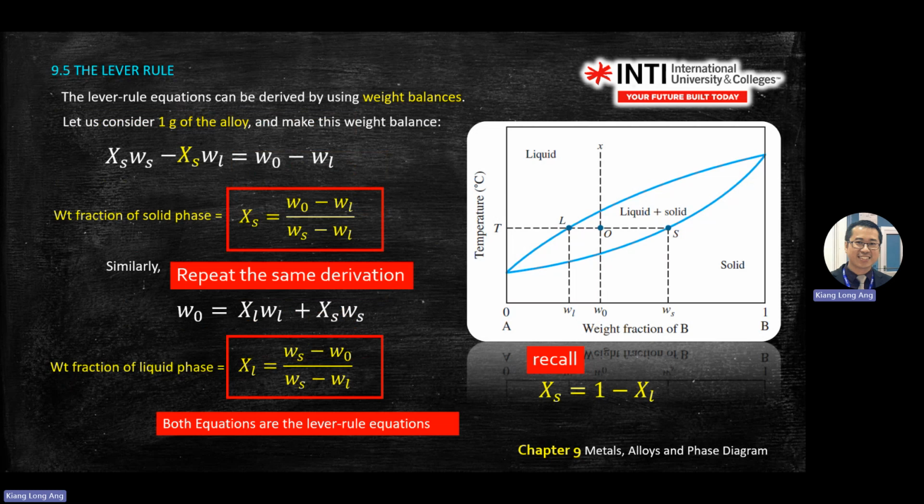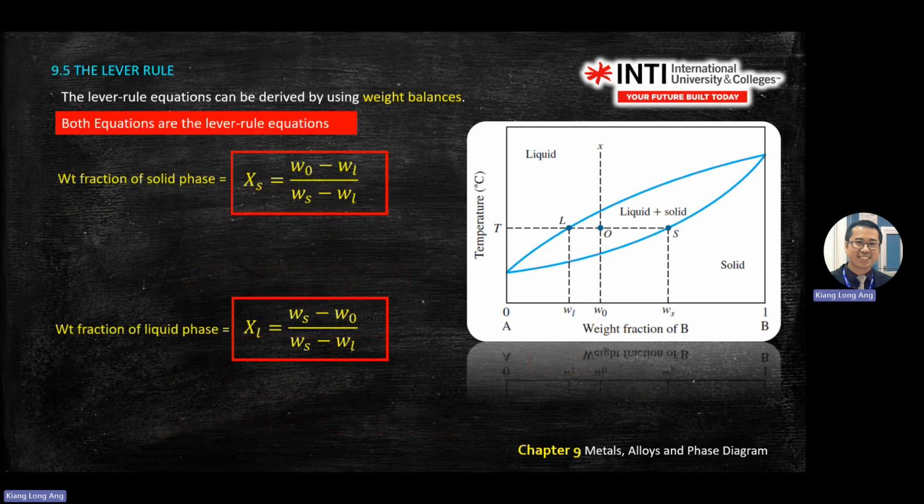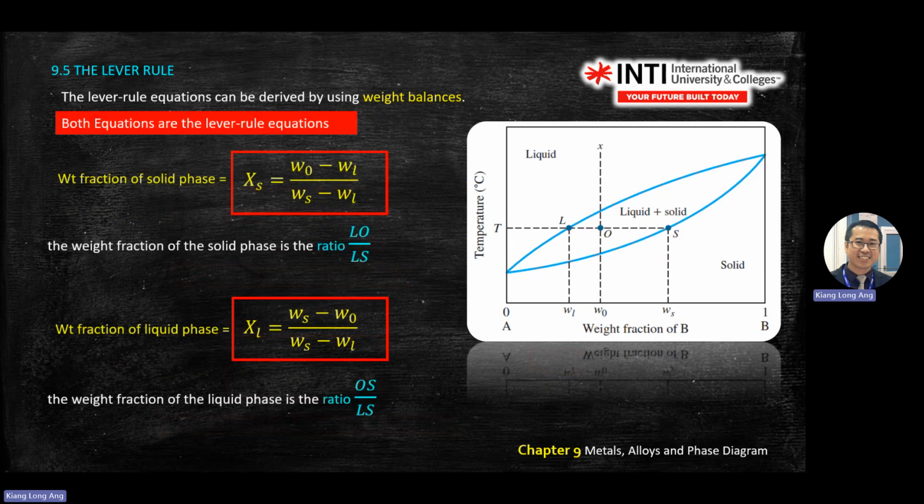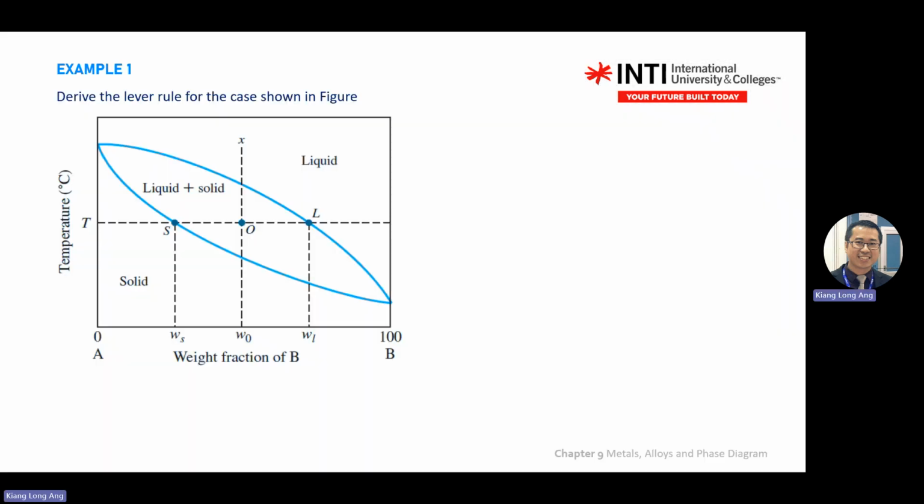So this is called the lever rule. I will show you how to do it. It's called the lever rule. Why lever? Because of this line. Okay, derive the lever rule. This one. We have temperature, this one component A, component B. This is a binary system. So as you move forward, you have more B.